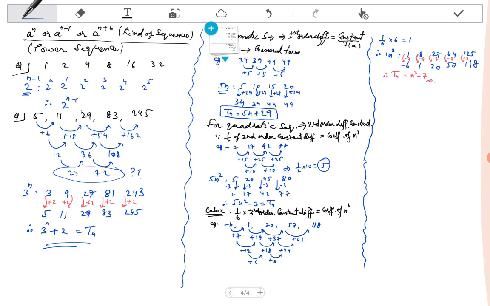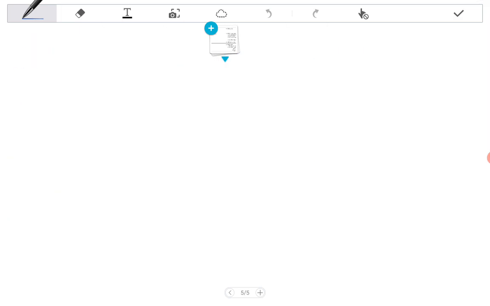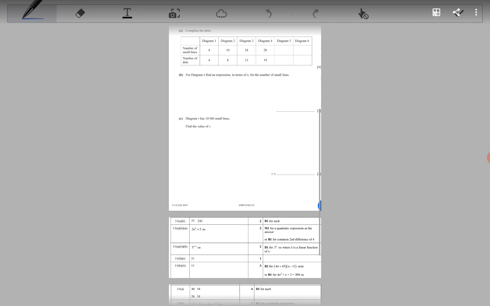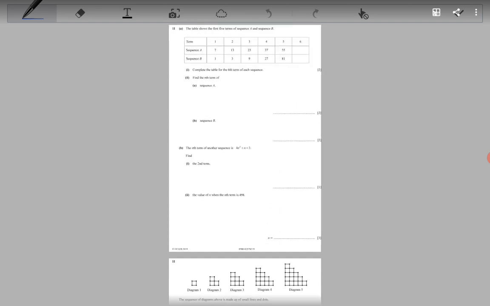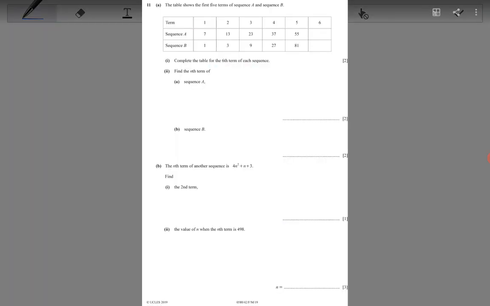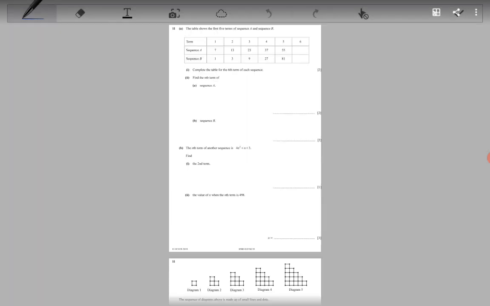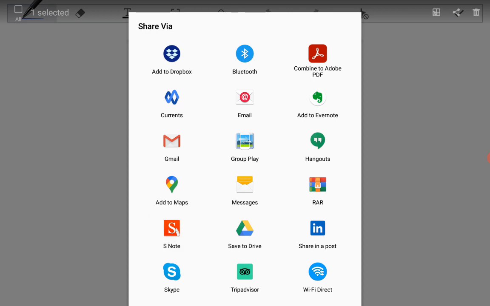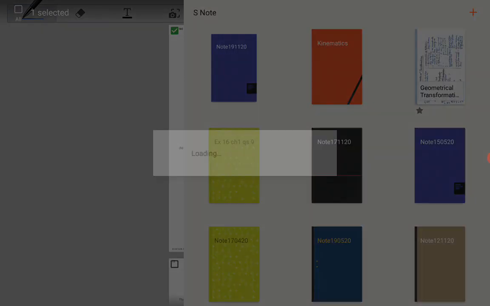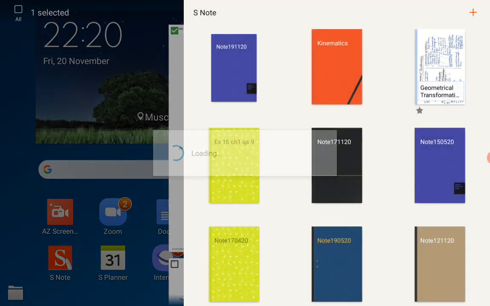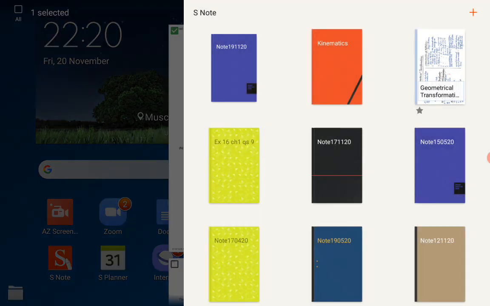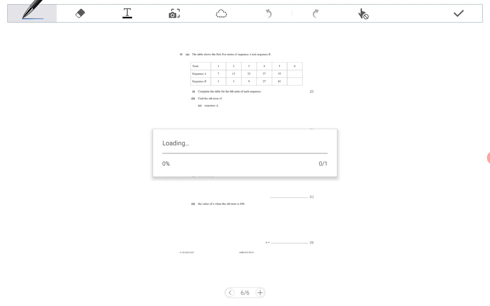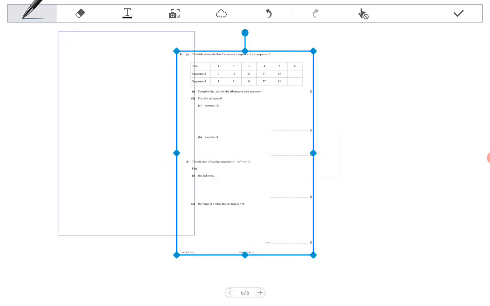Okay, so I'm going to solve these questions now. I've already picked up some questions from past papers. I'm going to share here, with this file. So this question is copied here.